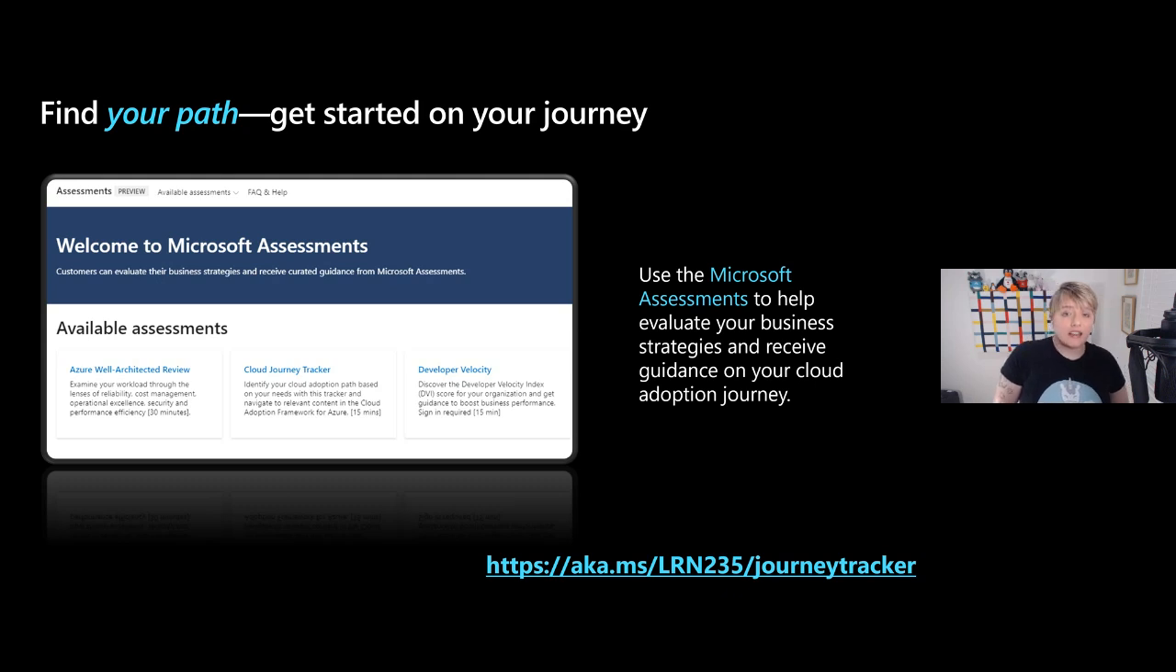The Cloud Journey Tracker helps you identify the cloud adoption path that you can follow based on your needs for your organisation and shows you the relevant content within the cloud adoption framework for you. But we also have things like the governance benchmark, which helps identify where your current governance state is and where you want to go, and how you can actually go down that path of implementing the governance that you need.